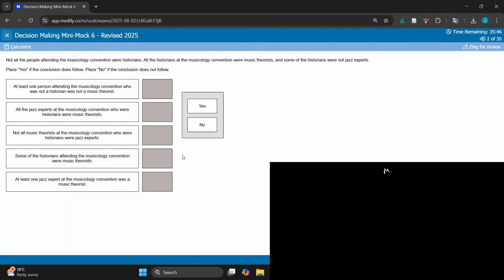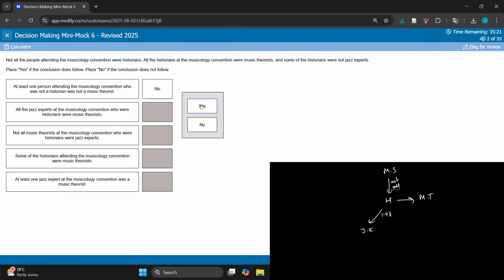Okay, not all people attending the musicology convention were historians. So not all were historians. All of the historians were music theorists, and some of the historians were not jazz experts. That means there must be 1 to 98 jazz experts. Because some, which is 2 to 99, were, then 1 to 98 must not be. At least one person attending the music convention who was not a historian was not a music theorist. We can't say that. It could be everyone was.